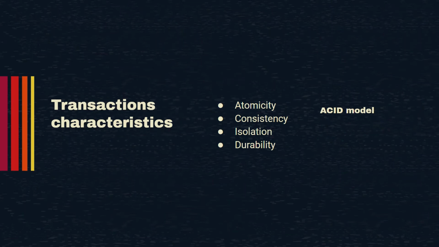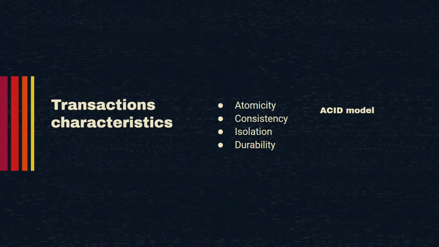The consistency is that all transactions must begin operating in an environment that is consistent with all database rules. For example, that all records have a unique primary key, and all the rules that are defined by the database.